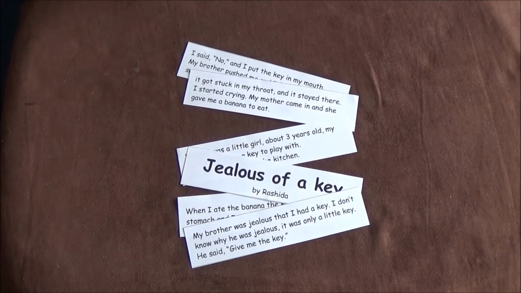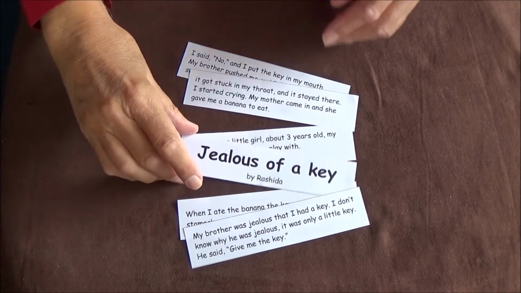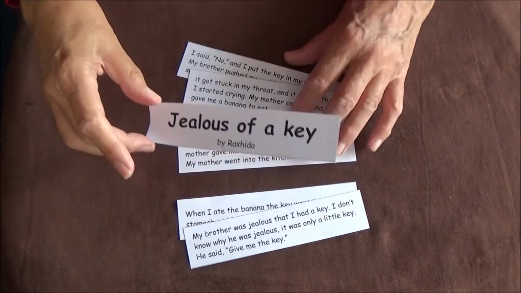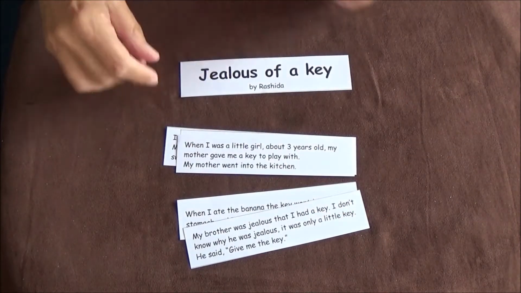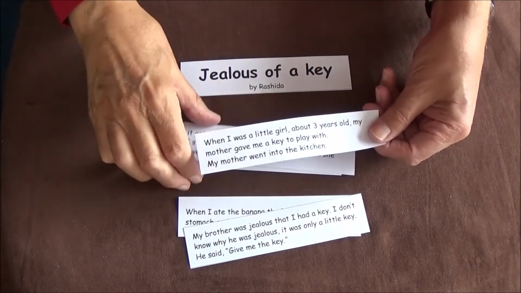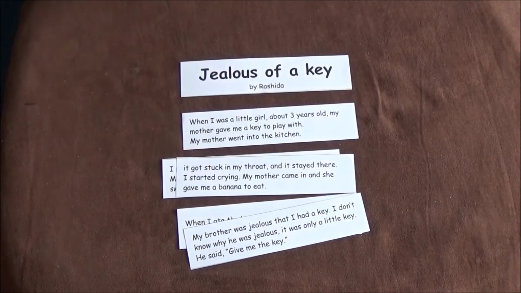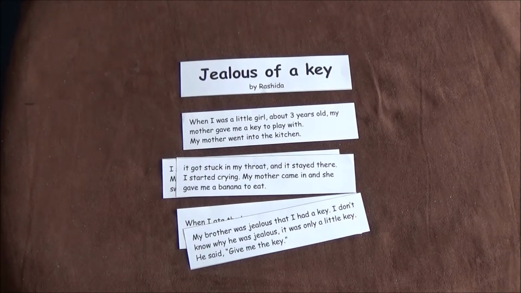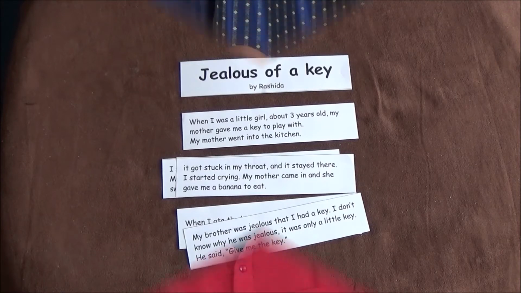The first one's easy, of course. It's the title. Here we are. Jealous of a Key by Rashida. So we can put that at the top. Oh, this looks like the next one, doesn't it? When I was a little girl, about 3 years old, and so on. So the children sort out the slips to get the correct story, supporting each other as they go.